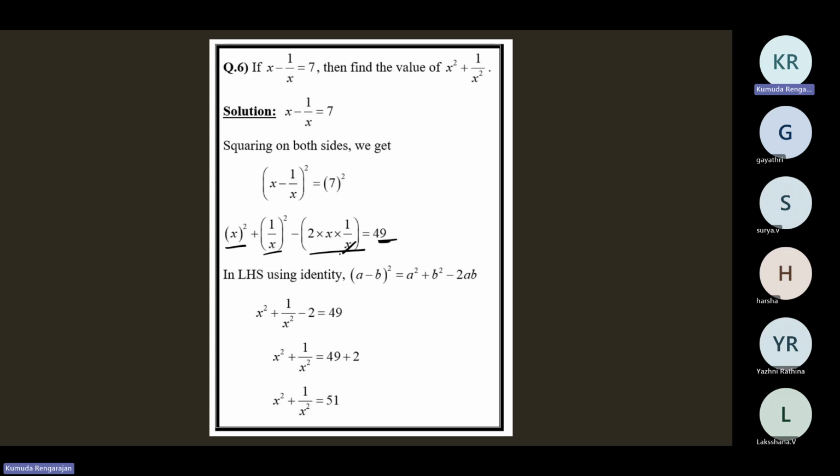Then minus 2, x and x cancels. Minus 2 on the other side plus 2. So x square plus 1 by x square is 51.